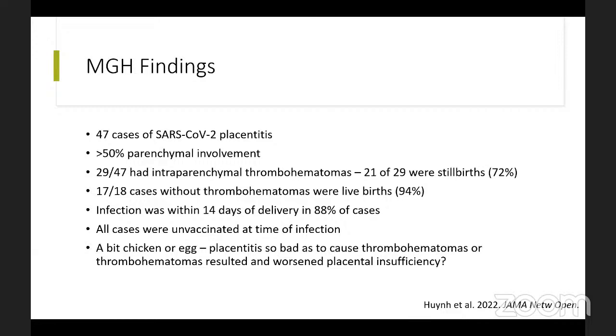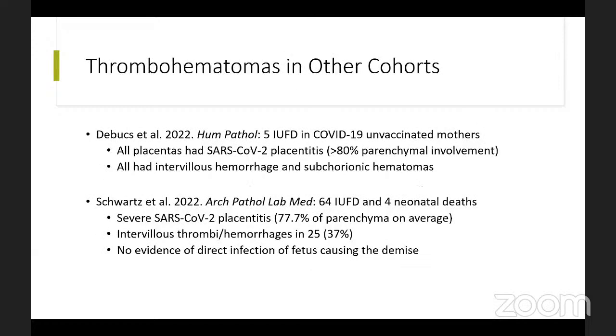So we were left wondering, this is a little bit of a chicken or egg question. Was the placentitis so bad as to cause the thrombohematomas, and then basically the thrombohematomas were sort of a result or an end effect that we are incidentally seeing in stillbirth, but had nothing to do with actual loss, and it was just that the placentitis was terrible? Or were thrombohematomas, again, sort of the tipping point, resulting in a worsening placental insufficiency and thus being actually the sign of ultimate demise, or the immediate sign right before demise?